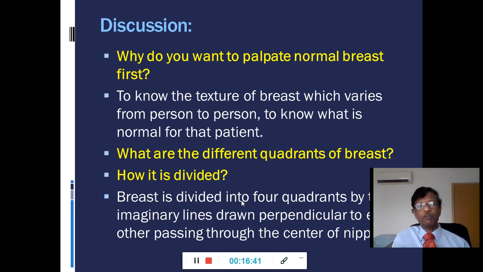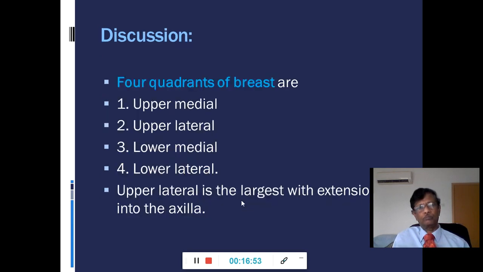What are the different quadrants of the breast? How is it divided? The breast is divided into four quadrants by two imaginary lines drawn perpendicular to each other, passing through the center of the nipple. The four quadrants of the breast are upper medial, upper lateral, lower medial and lower lateral. Upper lateral is the largest, with extension into the axilla.